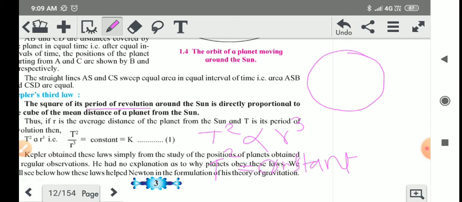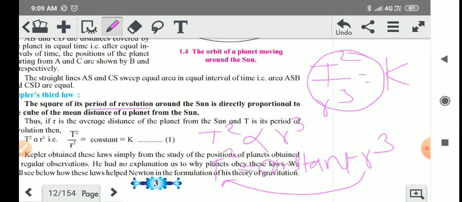So T squared is equal to a constant into r cubed, and therefore in the final step we can write T squared upon r cubed. The r cubed is divided to this side, so T squared upon r cubed is equal to a constant, which we can write as k. So this is the third law of Kepler. The square of the period of revolution is directly proportional to the cube of the mean distance of the planet from the sun.